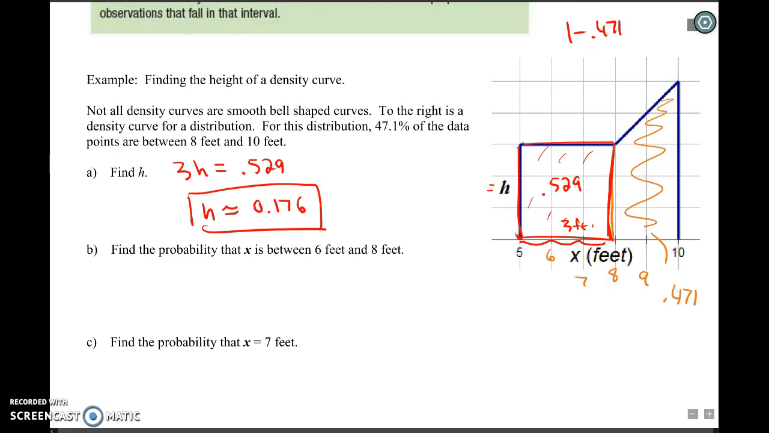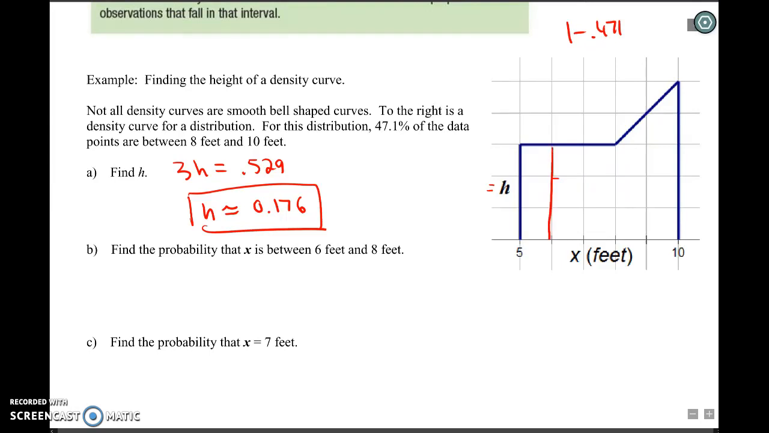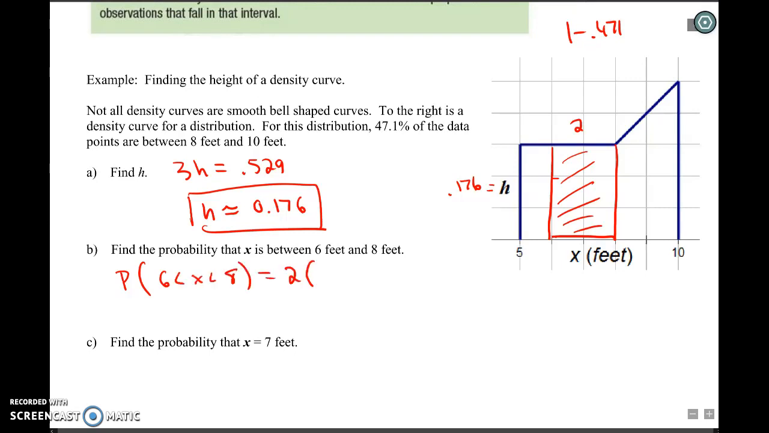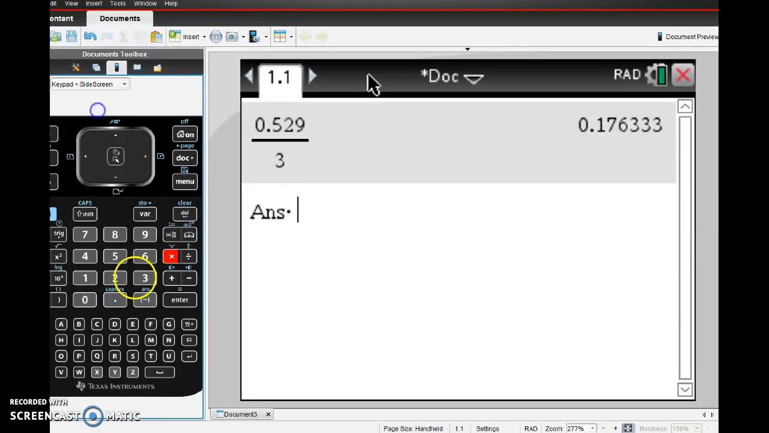Find the probability that x is between 3 and 8. Okay, let's find 6 and 8, sorry. Let's find 6 and 8. 6 is right here. 8 is right here. So I want the area of this. Well, this has got a width of 2, and its height is 0.176. So the probability that x is between 6 and 8 is 2 times 0.176.